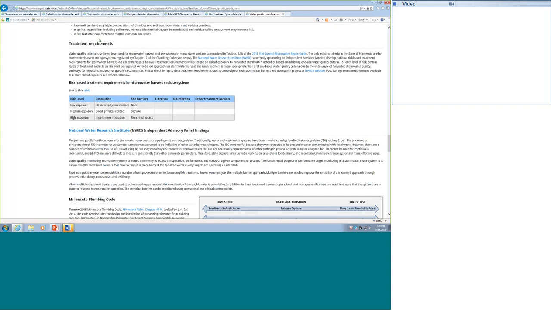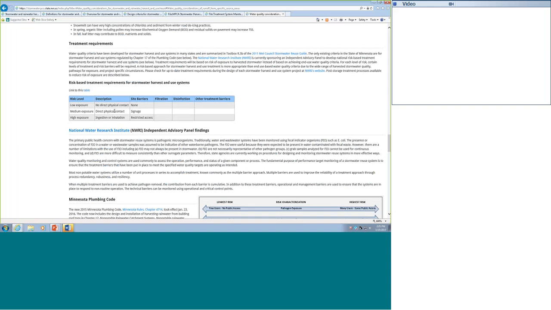Then that gets us into our treatment requirements. This is a big question that always comes up: do I need to treat and how intensely? And all I'll say is right now this is a very active point of discussion nationally at the state level. So the current consensus, and this is based on this National Water Research Institute panel, is to think about it instead of by source area or end use, just as your system as a whole, identifying whether or not there's low, medium, or high exposure for humans.